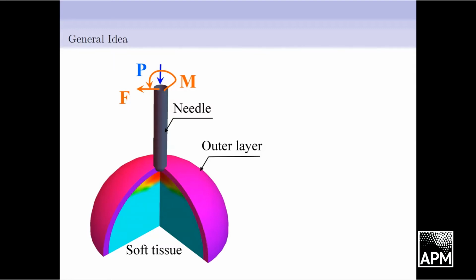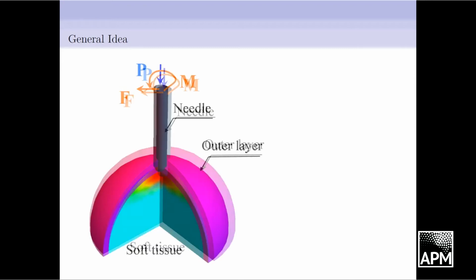Here you can see three components of this external interaction. The force P presses the needle, and by this force the needle penetrates into soft tissue. The force F and the moment M, by which we can control the process and make some bending of the needle, and by this we can change internal deformations and internal stresses in the whole system.